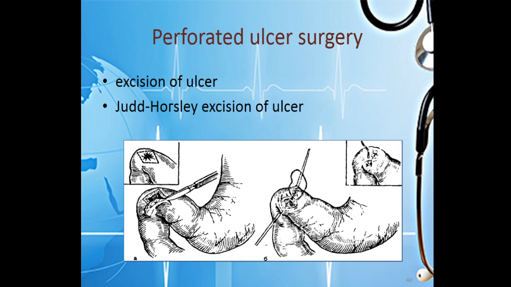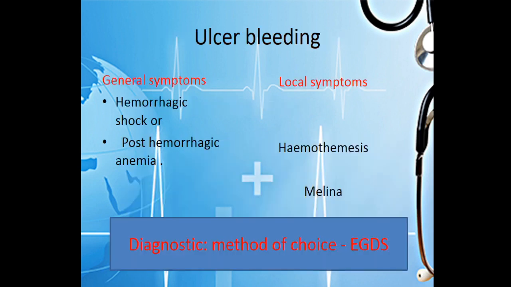The second and last complication I will tell you about is ulcer bleeding. Ulcer bleeding is hidden bleeding. We cannot see the source outside. It has local symptoms and general symptoms. The local symptoms are hematemesis and melena. You know that during ulcer bleeding, the blood color is not red. It's brown color, and we say that it's like coffee ground mess.